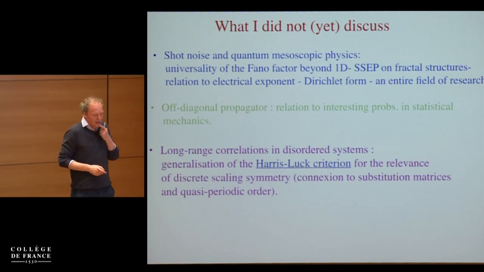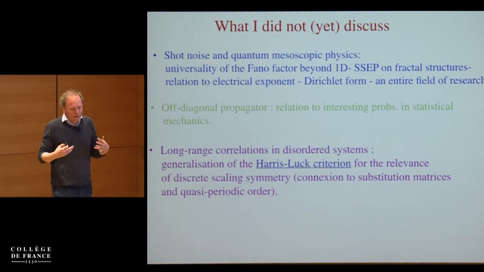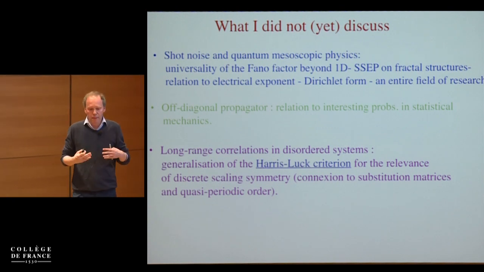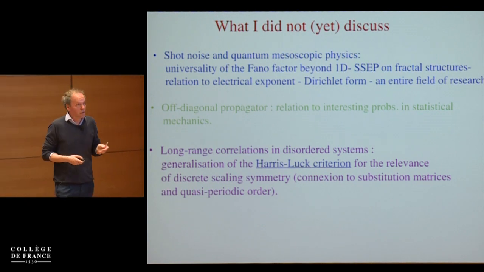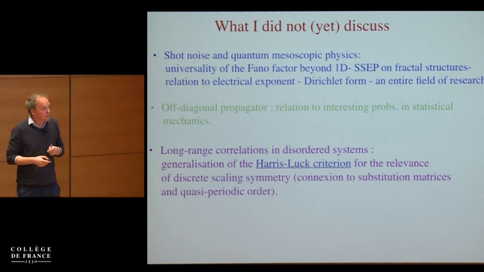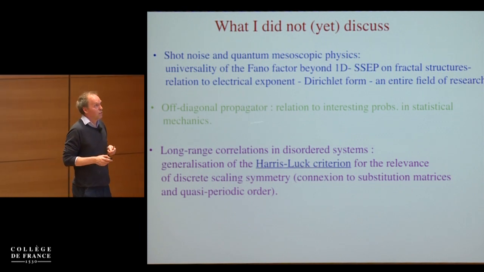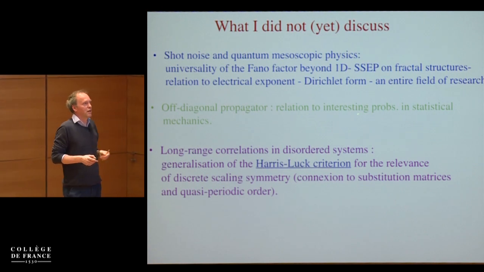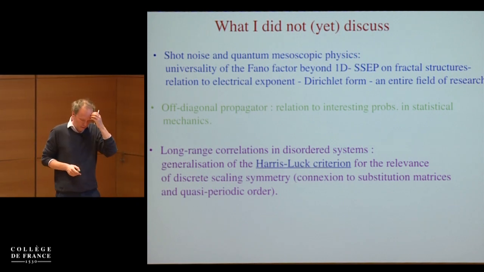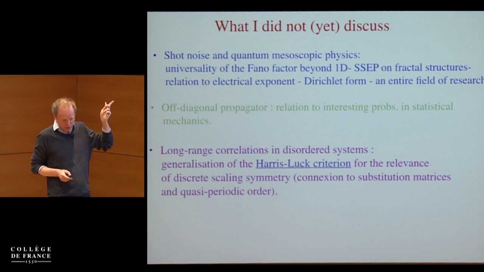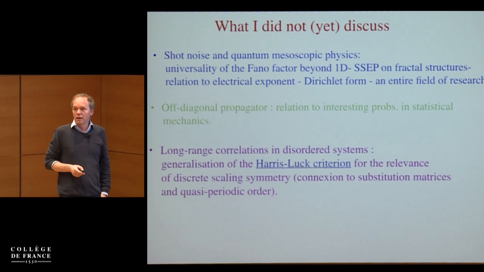Second point that I did not discuss too much: I discussed quite in detail what is called diagonal Green's functions, return probability and all this. But I didn't say a word about off-diagonal propagators. And in fact, we know how to say a lot of things there. Again, this could have been a lecture by itself. And this is very useful in statistical mechanics. This is a series of works that we have been doing with people at Jussieu, Raphaël Voituriez, and Olivier Bénichou.